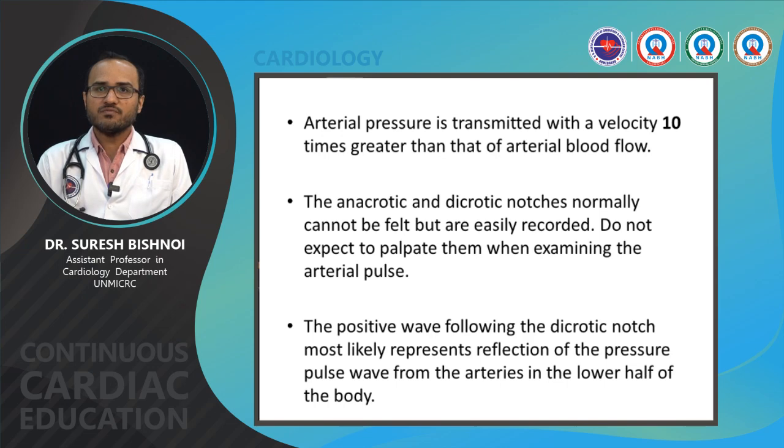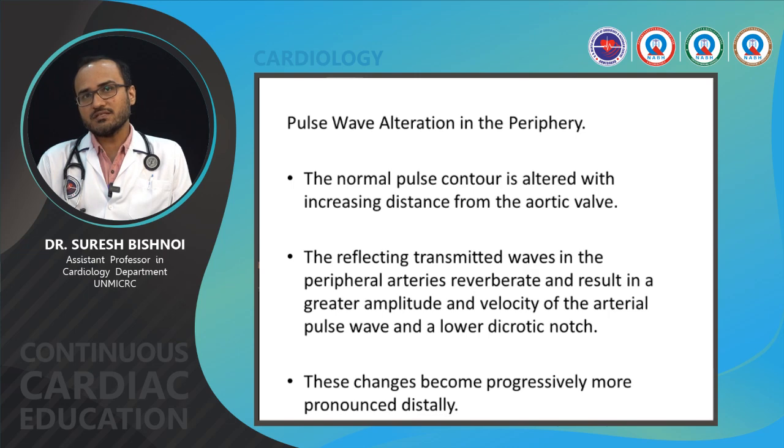The positive waveforms after the dicrotic notch most likely represent the reflection of the pressure wave from the arteries in the lower half of the body. So the diastolic events after the dicrotic notch are the events which are reflected from the lower half of the body. How does the pulse alter in the periphery?